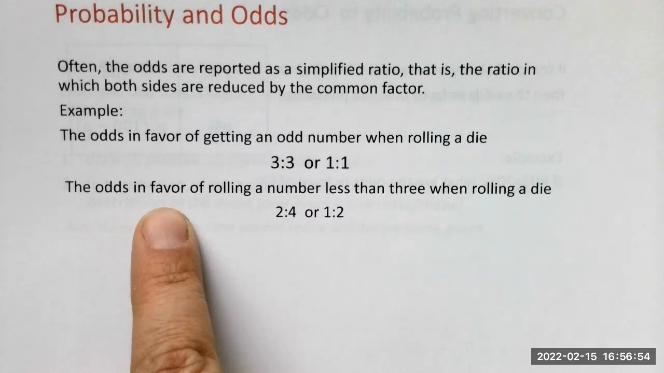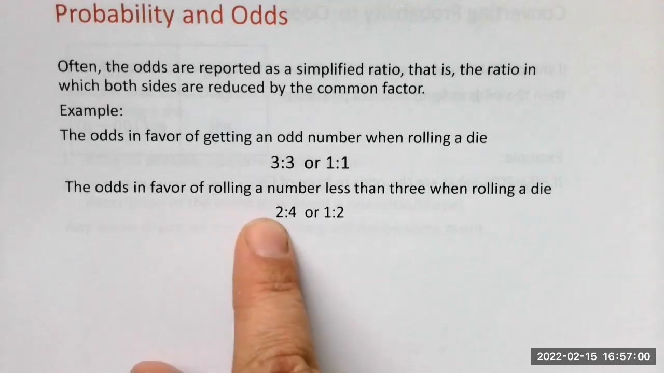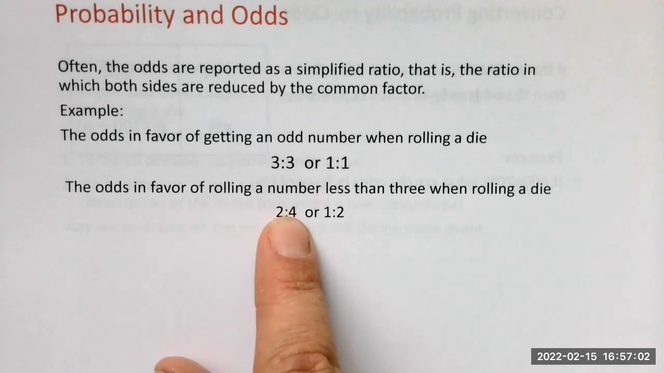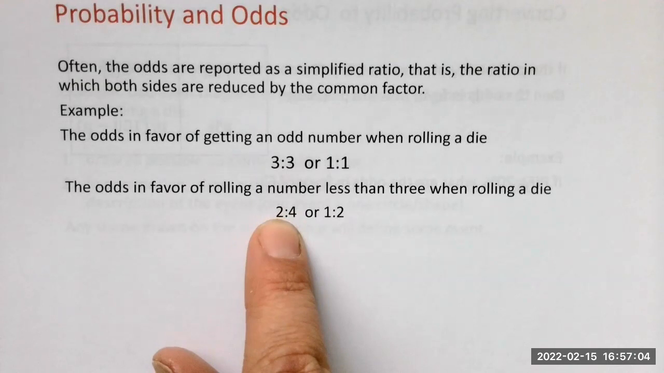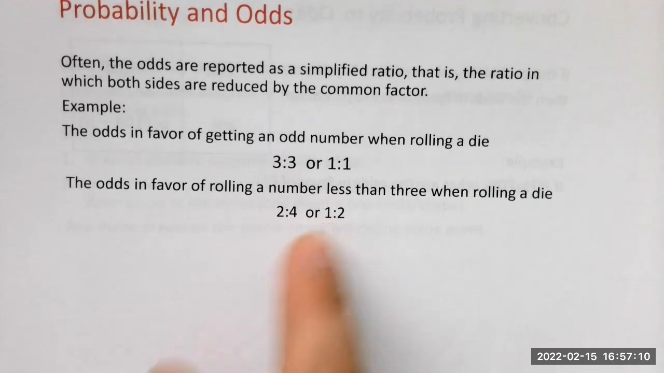And the odds in favor of rolling a number less than 3, that's 1 or 2. There are 2 successes and 4 failures. So the odds are 2 to 4. And when we simplify by a factor of 2, we get 1 to 2.